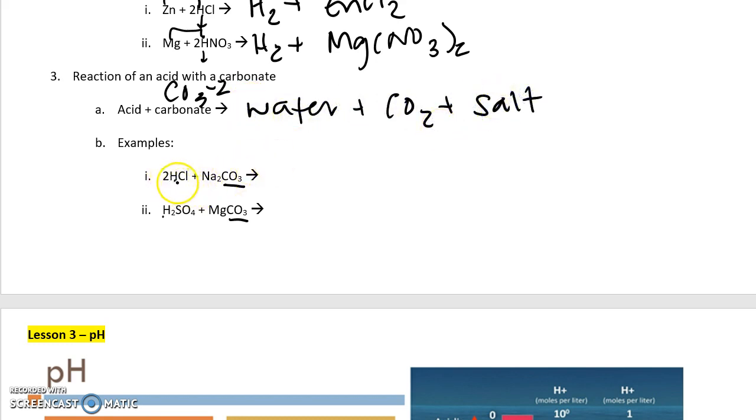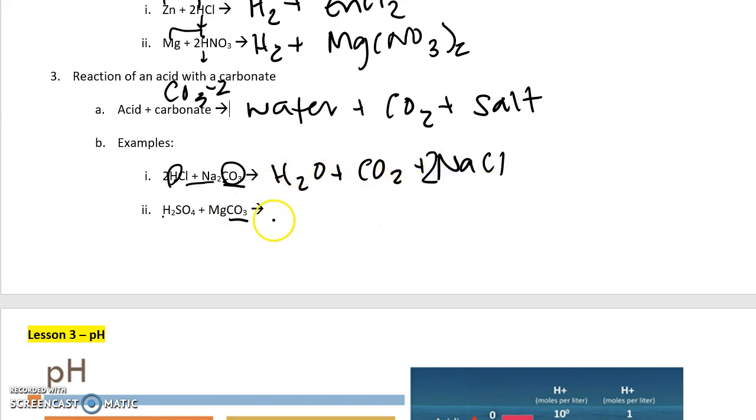So I'm looking at this. So what's going to happen is basically they're going to rearrange. So I'm going to get the water and the CO2 out of this part here. Okay, H2O, CO2, and the last thing is what's left. So I have NaCl as my salt. Checking to make sure it's balanced, I need a 2 in front of the NaCl.